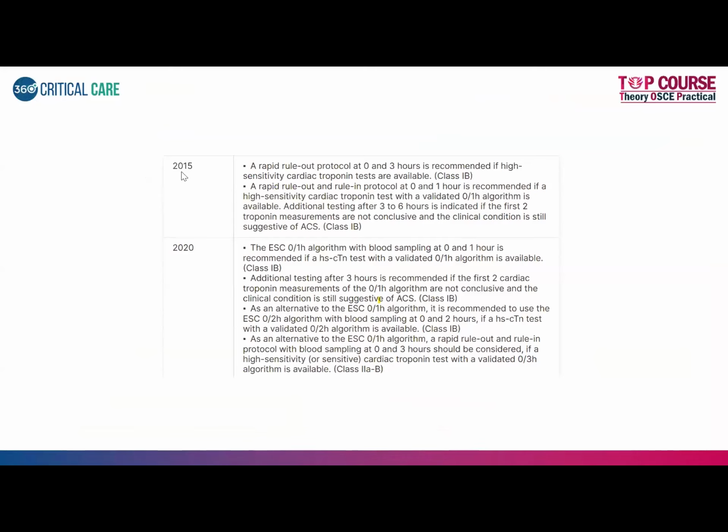Initially, what the 2015 guidelines had suggested was the 0 and 1 hour rule, and then an additional testing at 3 to 6 hours. So that was the class 1B recommendation in 2015. But nowadays that has changed a bit.